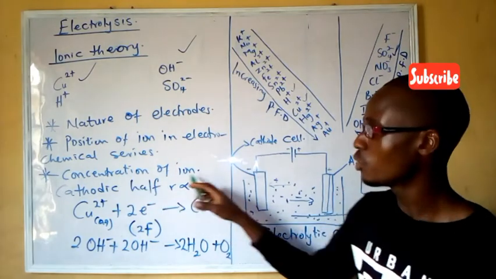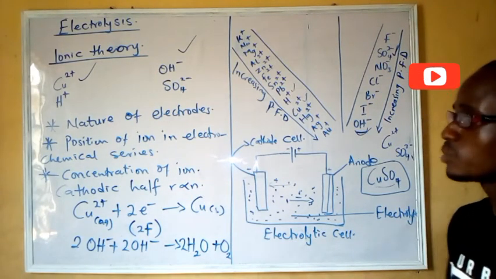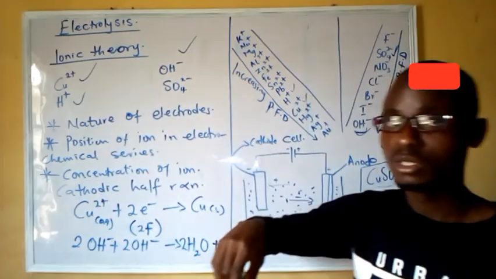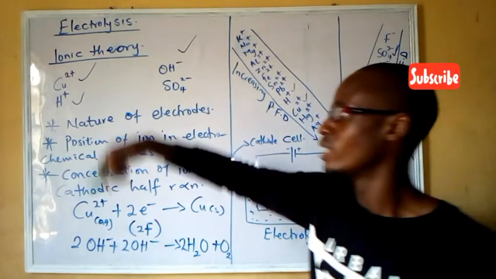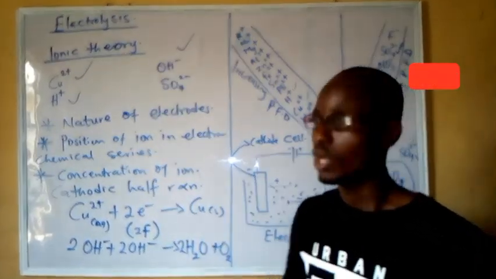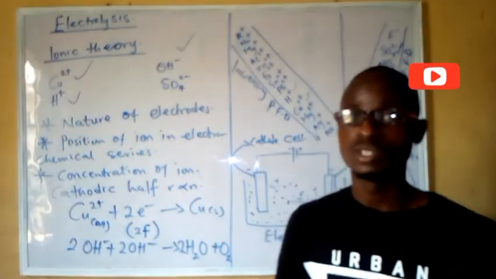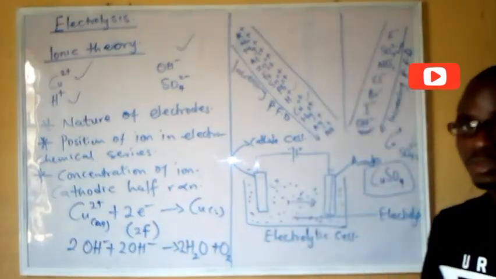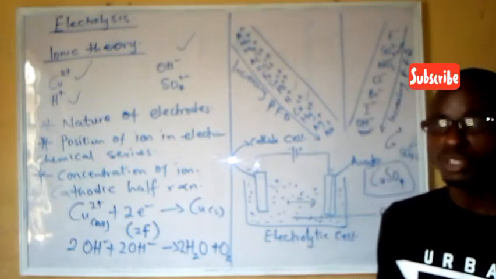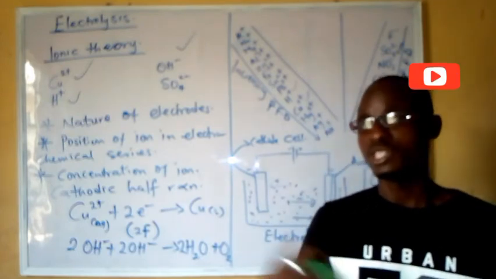Then the concentration of ions, which I've not emphasized. Sometimes the amount of hydrogen ion in solution might be more than the Cu2+. So that will be an advantage for hydrogen ion to work against copper and be discharged first. So sometimes the concentration of ion also affects. If I have more hydrogen ion compared to the number of Cu2+, that can be an advantage for hydrogen to be discharged first.